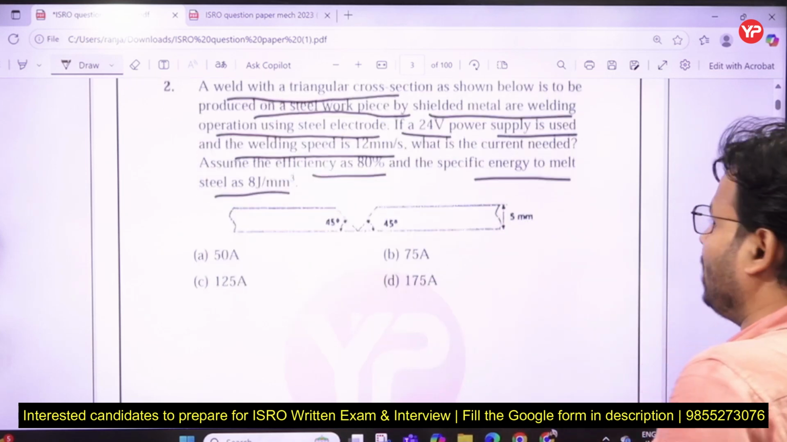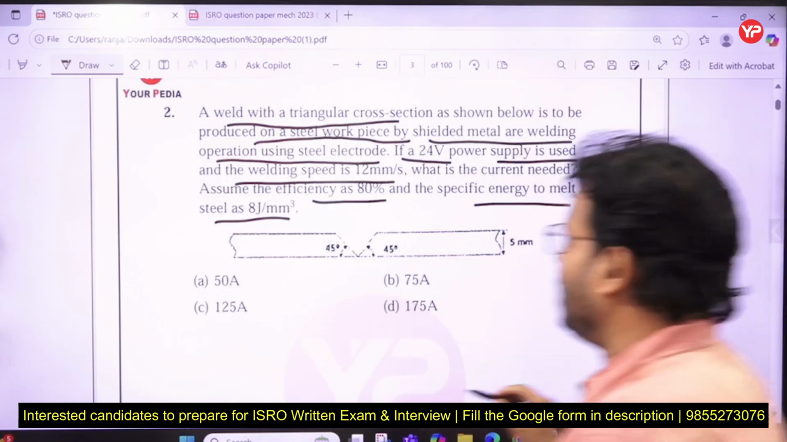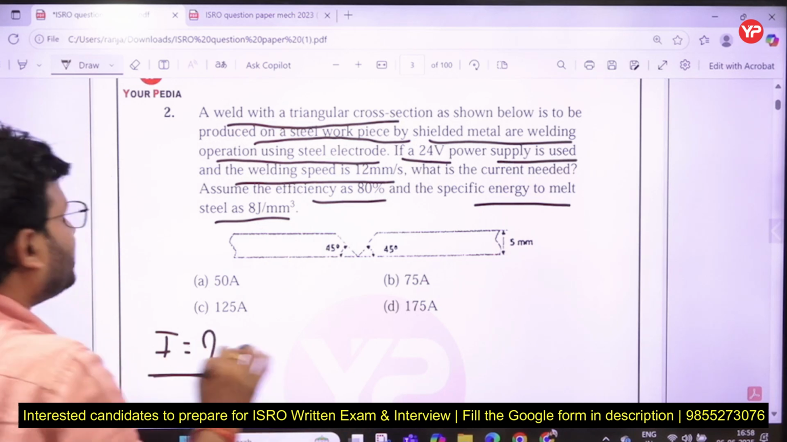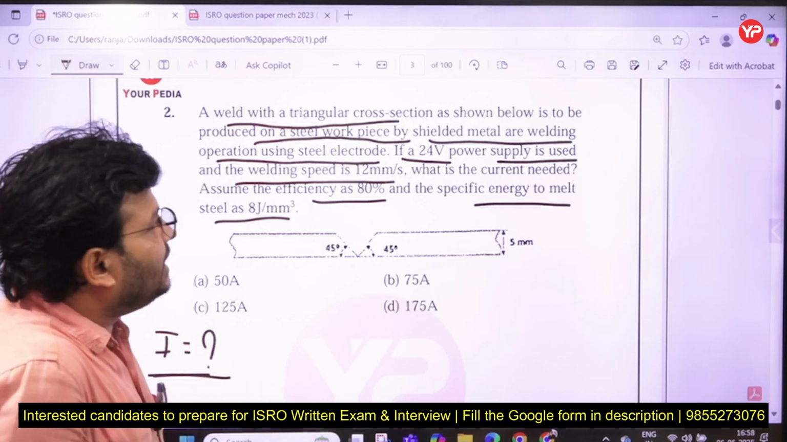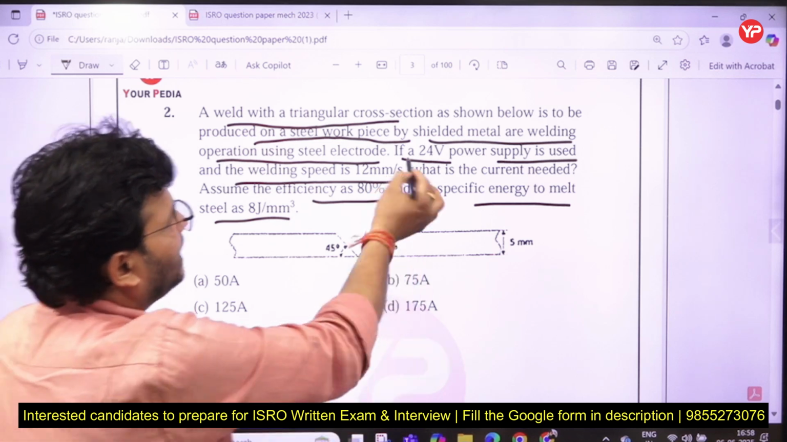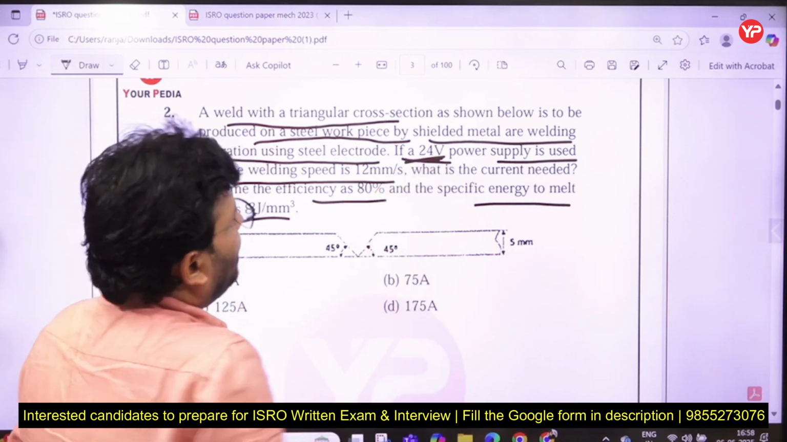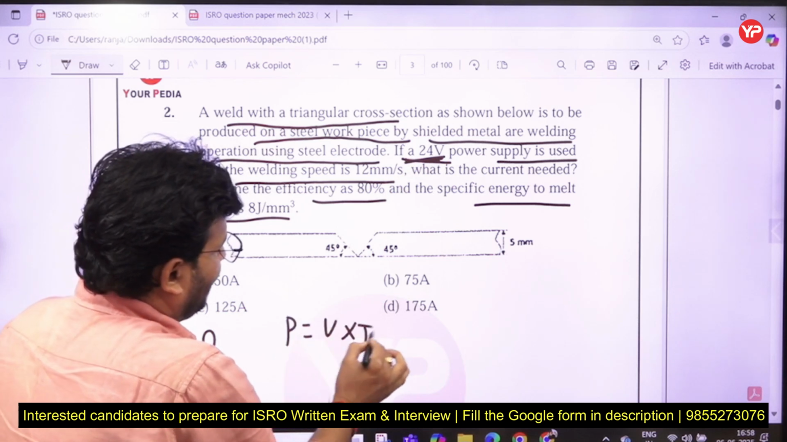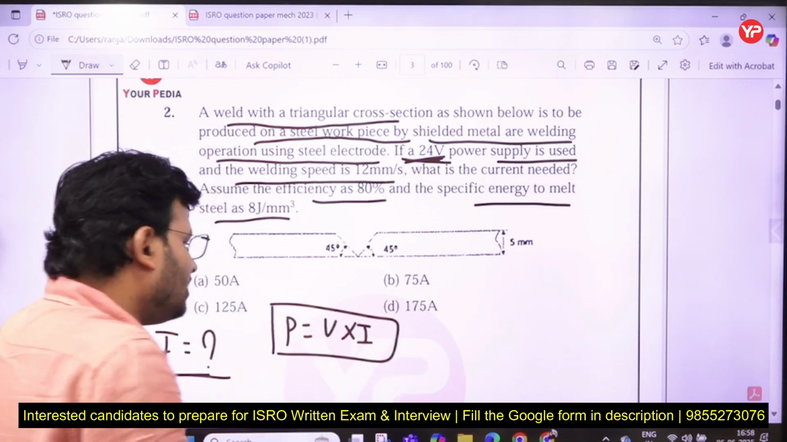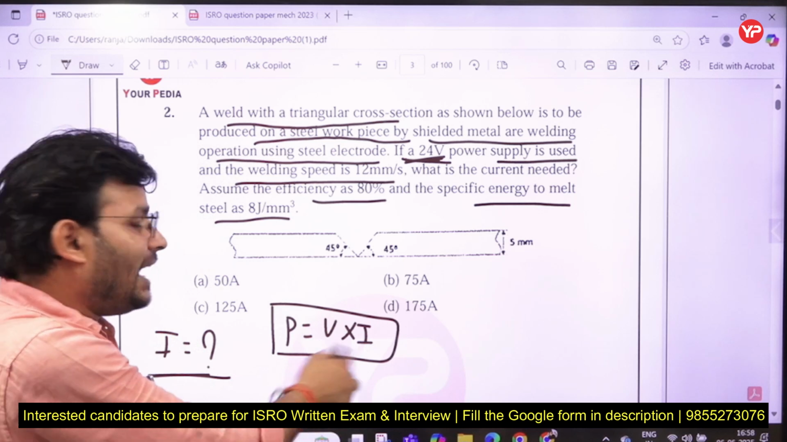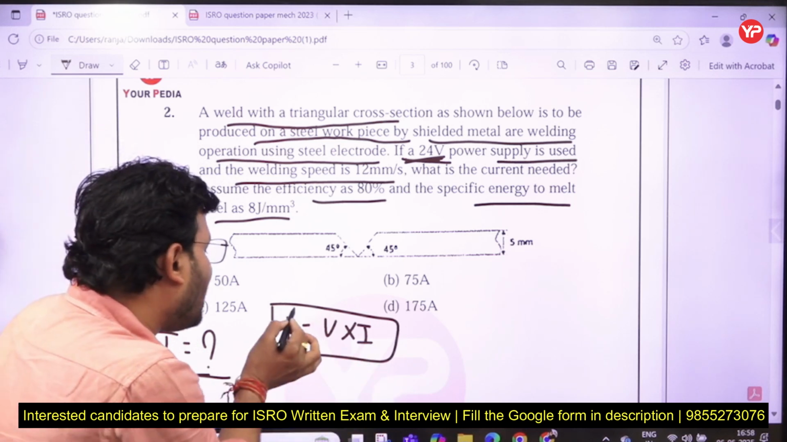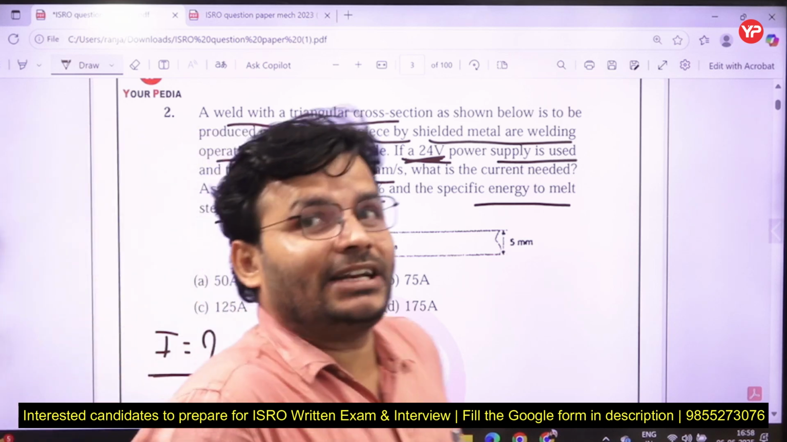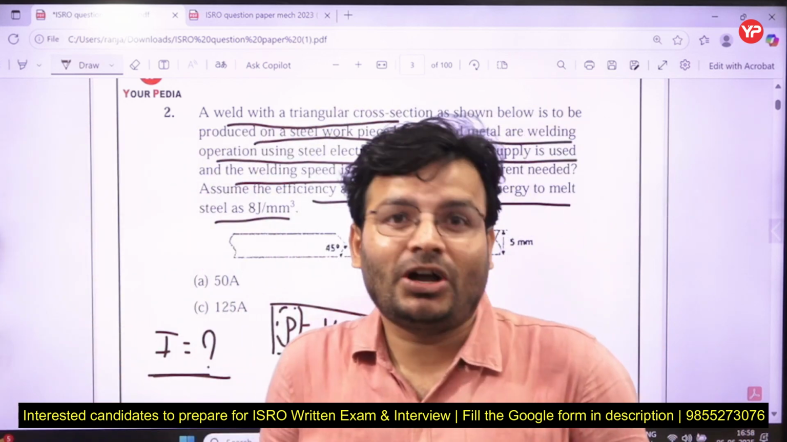What do you have to calculate in this question? I need to calculate I. How can I calculate it? Start thinking. In the question, voltage is given. So simply I can say P equals V into I. Anyhow, in the question voltage is known, and I have to calculate I. If I am able to calculate the power, then I will get I. But how can I calculate the power?